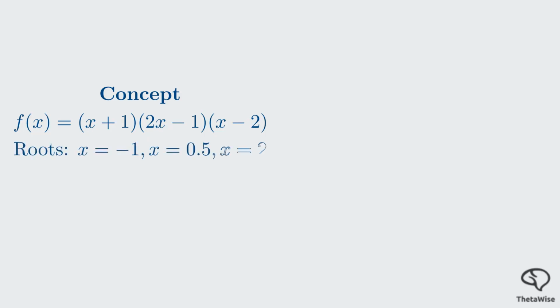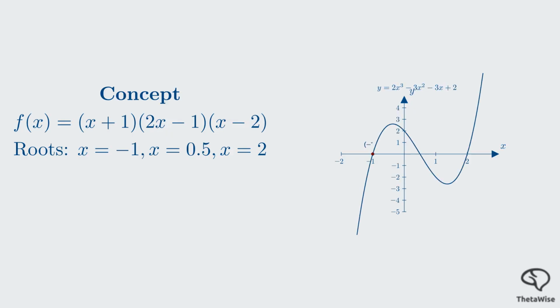Visualizing these factors helps us understand the relationship between algebra and geometry. When we have a fully factorized cubic polynomial, we can immediately identify the roots. From our previous example, the factors were x plus 1, 2x minus 1, and x minus 2. Setting each factor to 0 gives us the roots at -1, 0.5, and 2. On a graph, these roots are the x-intercepts, the specific points where the curve cuts through the x-axis.